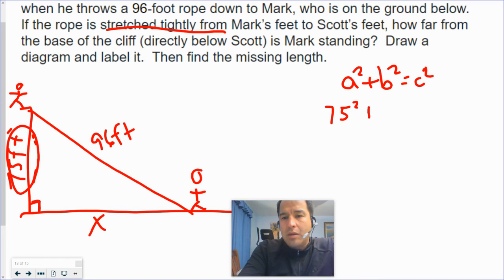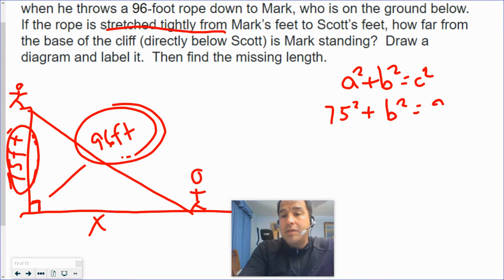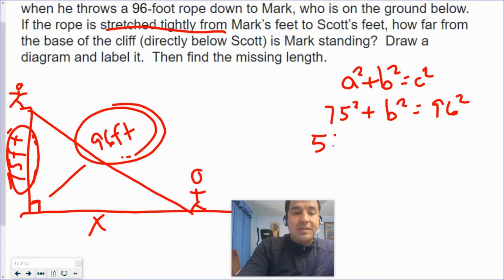75 squared plus. Well, what is 96? 96 is across from the right angle, so that is the hypotenuse. So we don't know B squared. We're trying to find a leg, but I know this would be 96 squared. So now I take my calculator and let's find it out. 75 squared would be 5,625 plus B squared equals 96 squared.